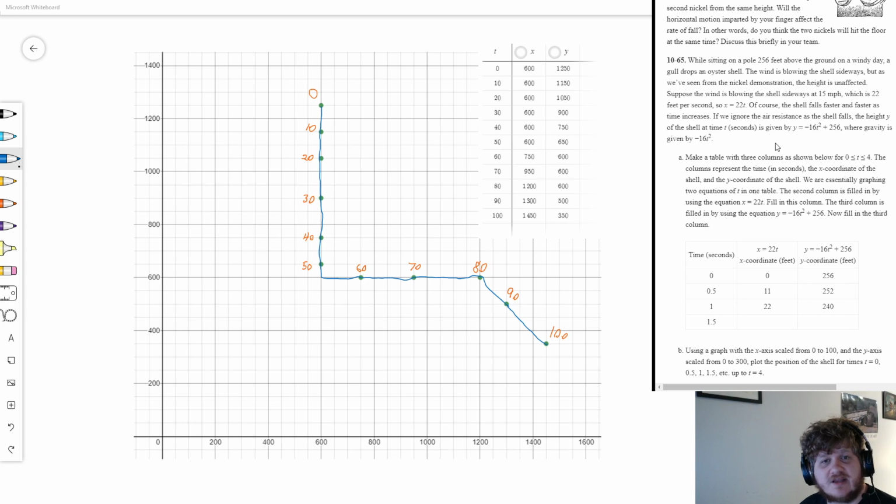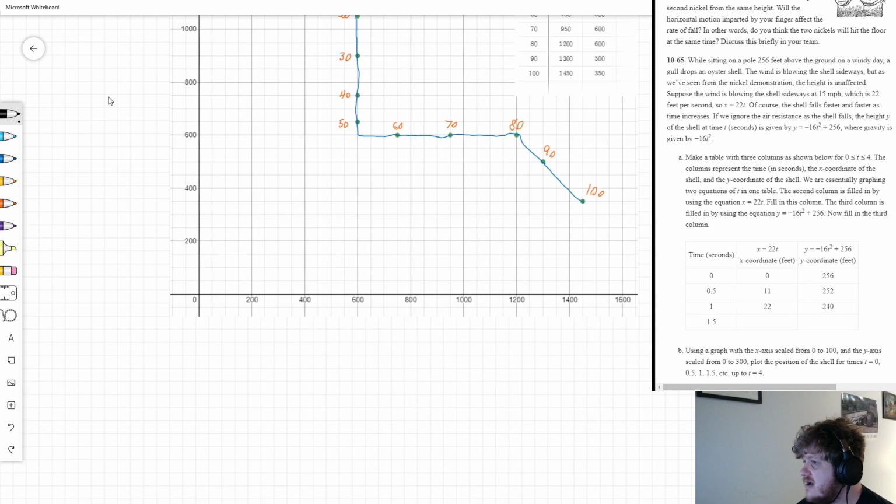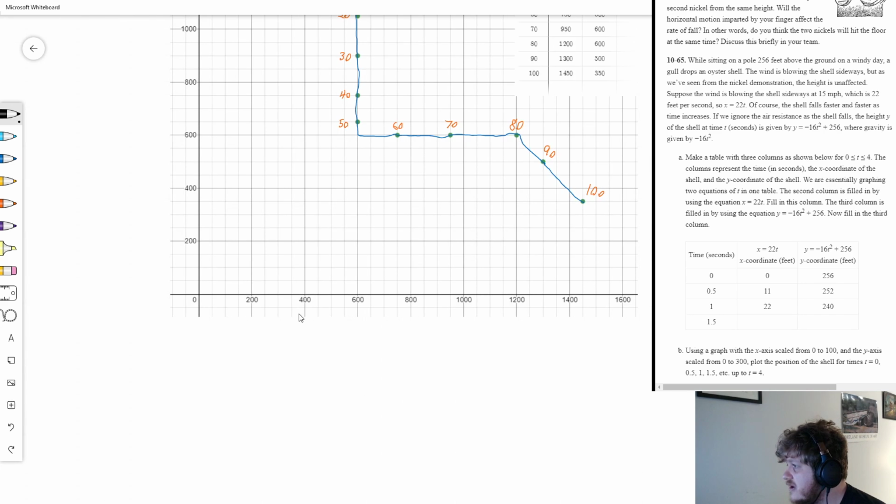So in this one, in 10-65, we have a seagull dropping an oyster shell, and there's wind blowing the shell sideways at 15 miles per hour, which is 22 feet per second. So what we're doing is creating two equations, y of t and x of t. So for 65, we have x of t equals 22t.